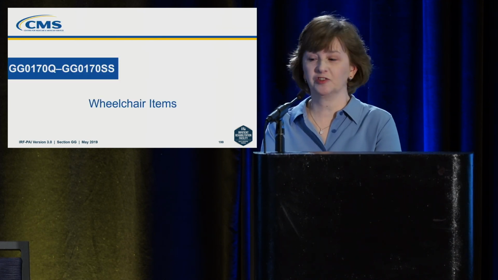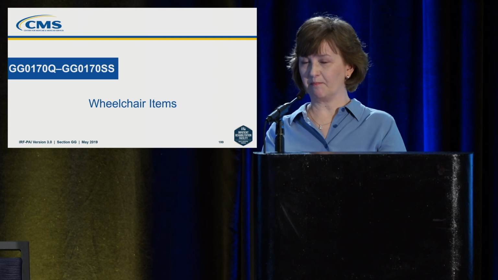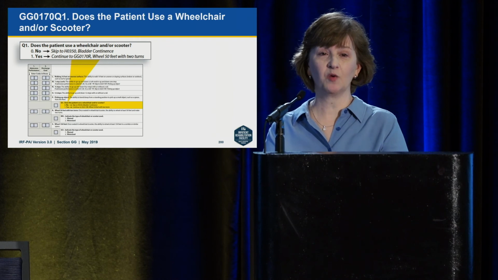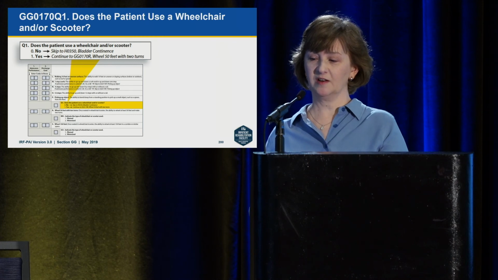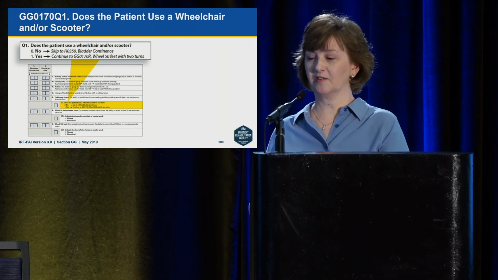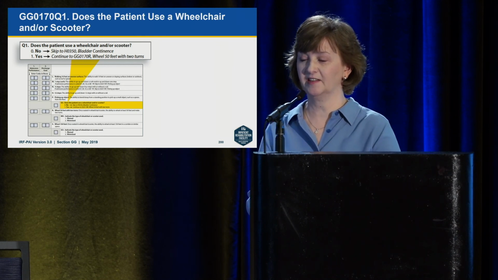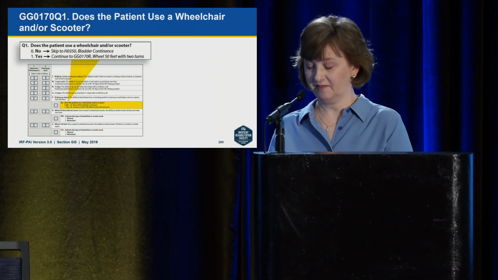So we're going to move now to the wheelchair items. So there's several wheelchair activity items, but not everybody may be using a wheelchair, and so we actually do start off with a gateway question, and if the person does not use a wheelchair based on this question, then you would skip out of the wheelchair items, and again, that is an effort to reduce a bit of burden. So again, this first question, does the patient use a wheelchair and or scooter? If the answer is no, then you skip to actually the next section because this is the last series of activities. If the answer is yes, then you would continue to the wheel 50 feet with 2 turns.